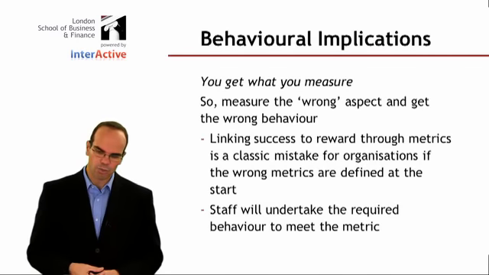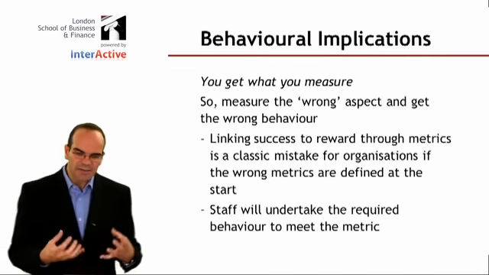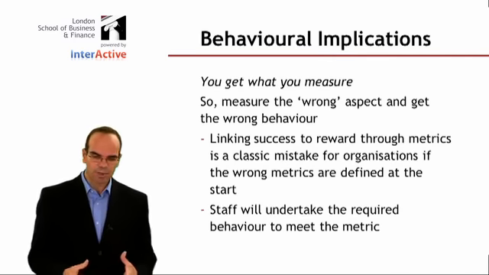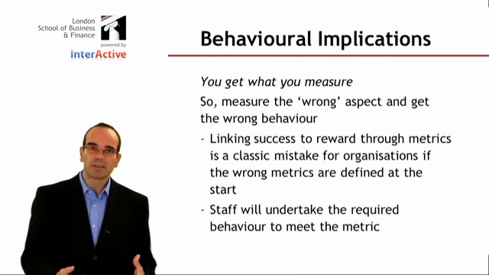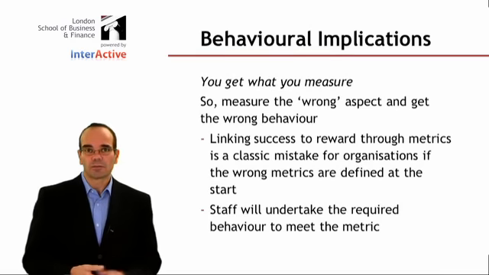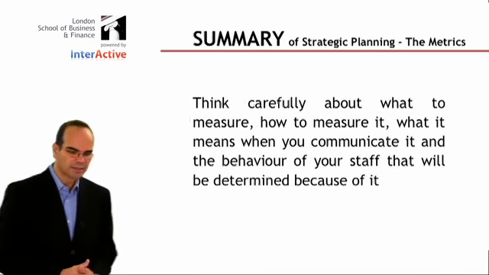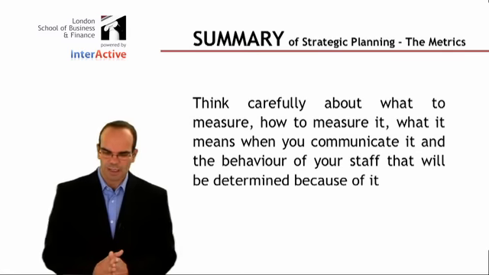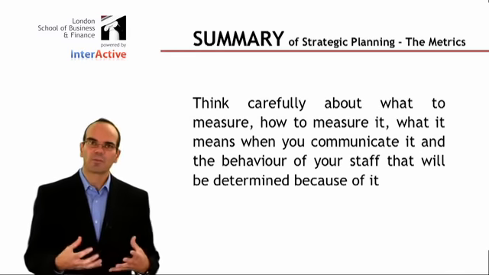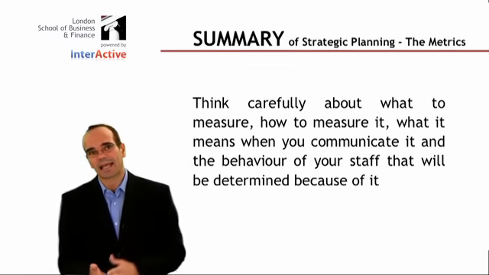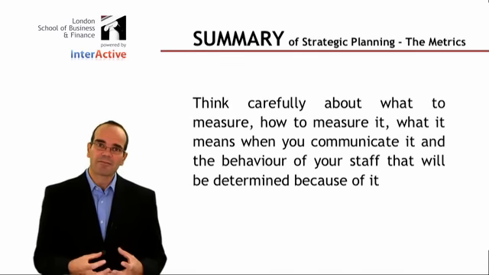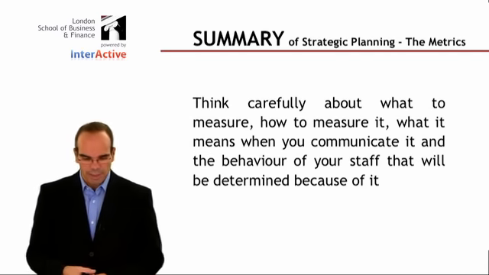Linking success to the reward through metrics is a classic mistake for organisations if the wrong metrics have been defined in the first place. Staff will undertake the required behaviour to meet the metric, so it's important that the right metric is identified and endorsed and reinforced. So in summary, think carefully about what to measure within an organisation, how to measure it, and what it means when you communicate it. That will fundamentally influence how employees behave to the metrics. So it's important that to get the right behaviour, you implement the right metric in the first place.